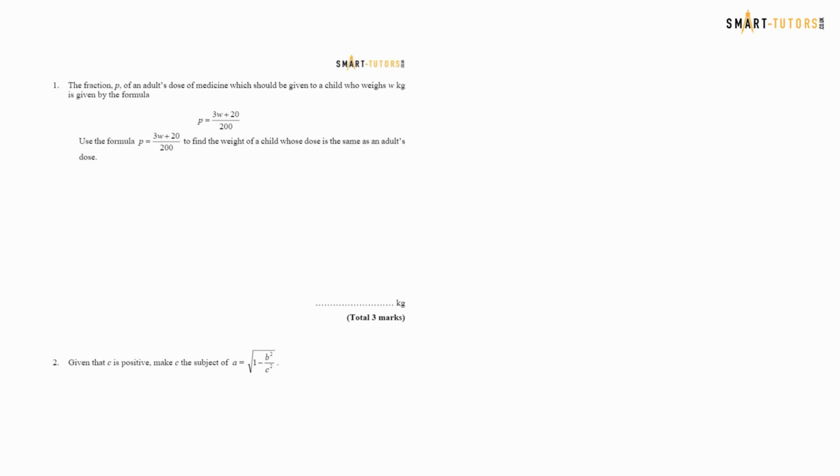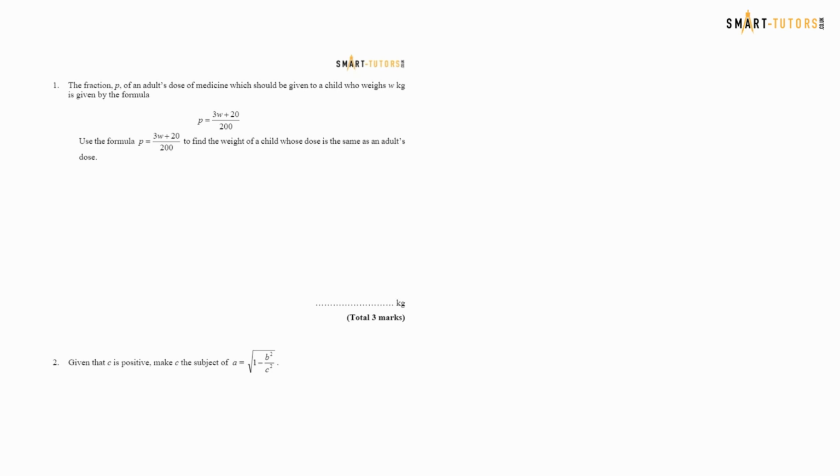Let's look at question number 1. The fraction P of an adult's dose of medicine which should be given to a child who weighs W kilograms is given by the formula. So P is the adult's dosage, W is the child's. Use the formula to find the weight of the child whose dose is the same as an adult's dose. So basically we need to rearrange the formula to make W the subject.